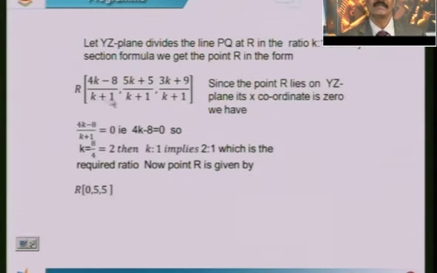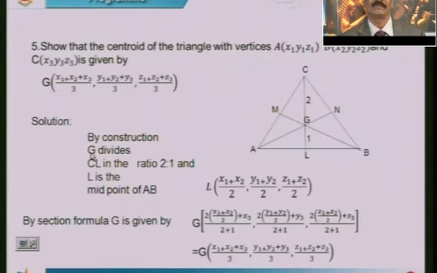After writing the coordinates of the point R, you have to substitute these values of these coordinates in the given equation of the plane, then also you can get the value of k. That is another problem, I will give it in the exercise. And this is how to find the centroid of the triangle with vertices x1 y1 z1, x2 y2 z2 and x3 y3 z3. That is in this form I explained.